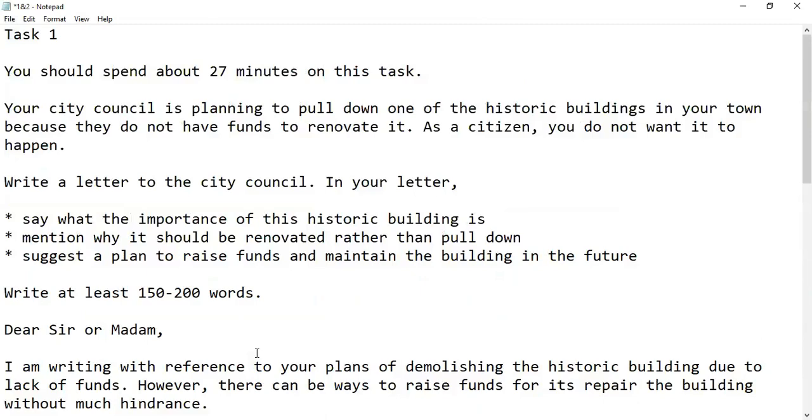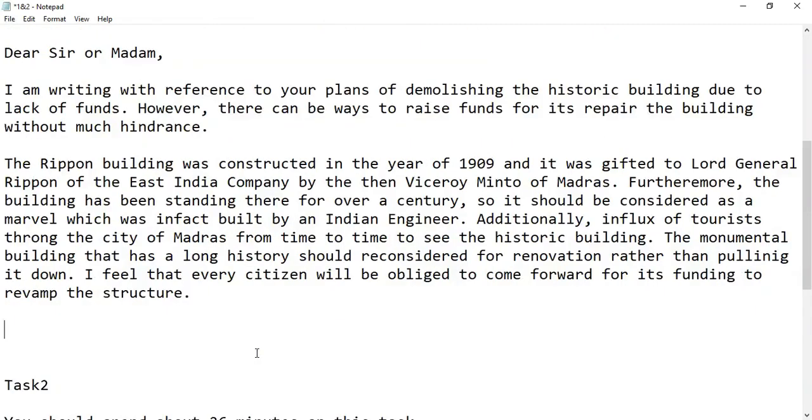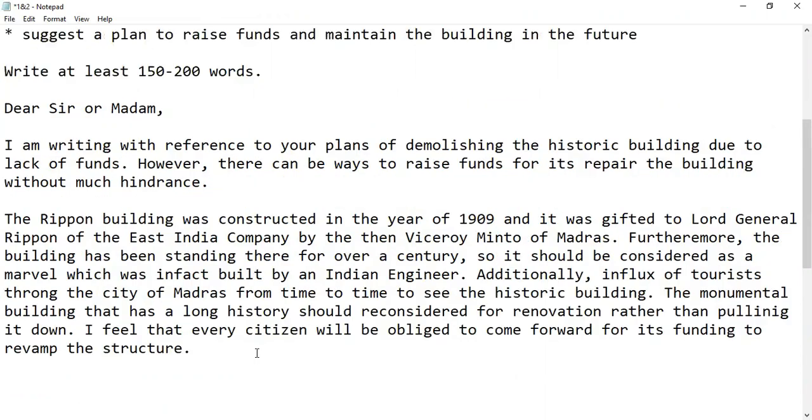Then what? So we have mentioned every possible thing that could be added. Let me once again proofread the letter. Dear sir or madam, I'm writing with reference to your plans of demolishing the historic building due to lack of funds. However, there can be ways to raise funds for its repair.